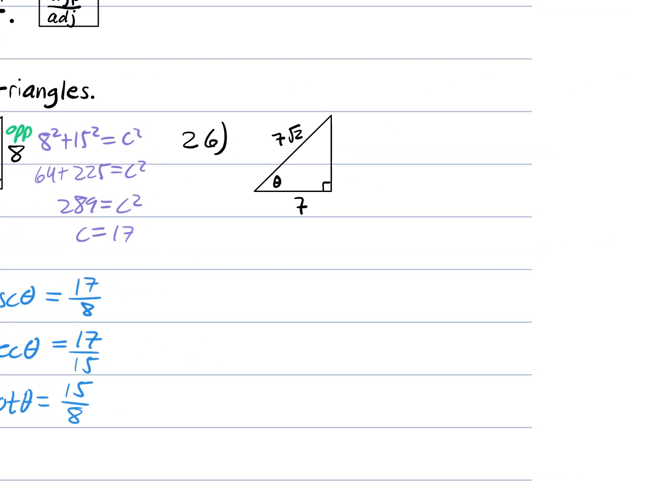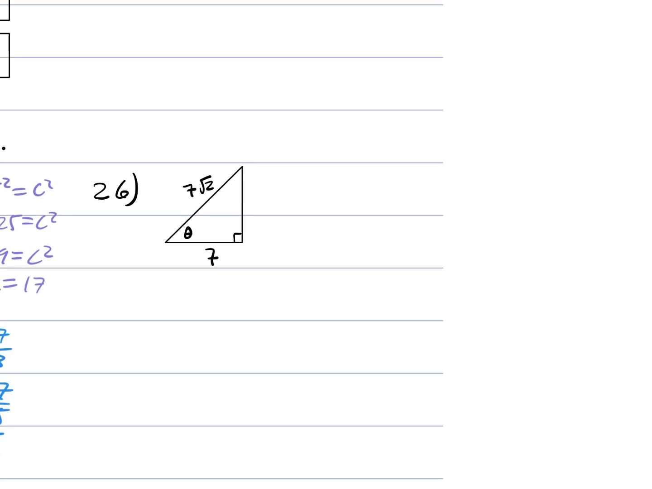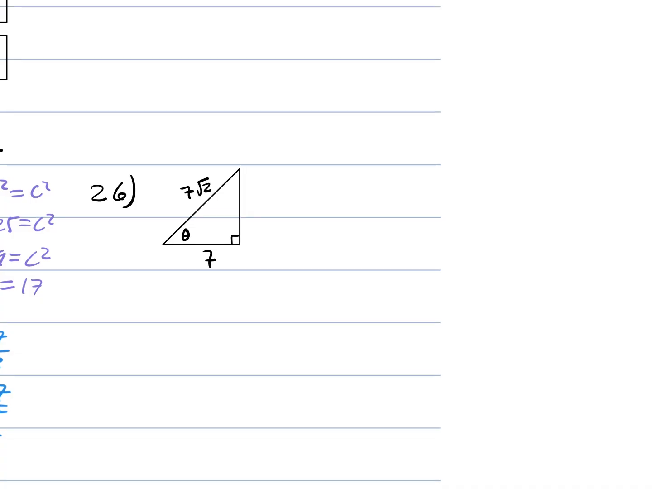All right, so in number 26, there's a couple ways that you could do it. You could use Pythagorean theorem and find the missing side that way. Or you could recognize that this is a 45, 45, 90 triangle, right? So 45, 45, 90 triangles have 2 congruent sides. All right, so if I have a 7 and a 7 square root of 2, then my missing side is 7 as well. All right, so this side has to be 7.